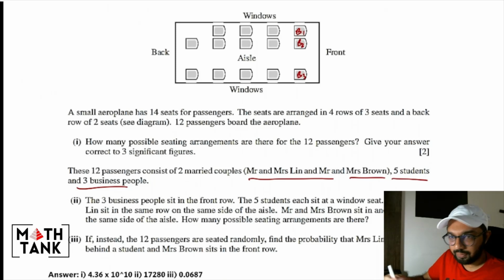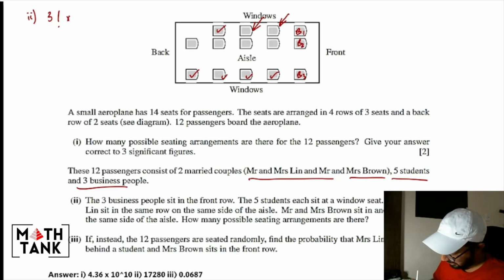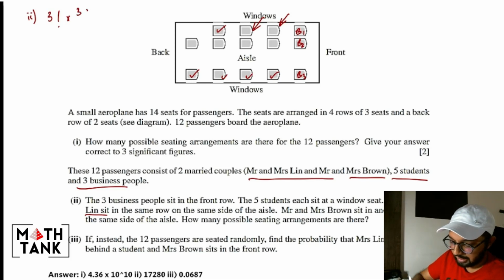So one thing that's obvious is that the couples can either sit here, here, or here. So the couples have fewer choices here. Let's first talk about the business people. They have their seats fixed, but they still need to arrange themselves. So 3 factorial. 3 business people are already seated. Then Mr. and Mrs. Lin sit in the same row on the same side of the aisle. When Mr. and Mrs. Lin come in, they have 3 rows to choose from. So they end up choosing one of the rows and they arrange themselves.